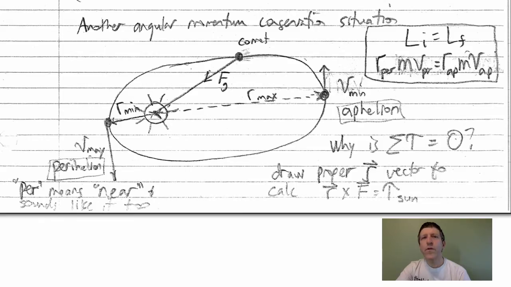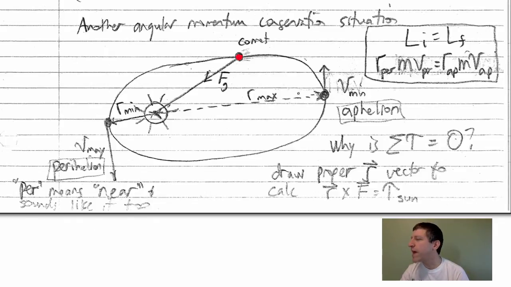Let's look at one other angular momentum conservation situation: the situation where we have a planet or a comet orbiting around the sun. In this case, angular momentum is conserved, but again, it's angular momentum of a particle. So let's first ask why. Let me show you the situation we have here. This is a particle or a comet right there, and it's orbiting around the sun in an elliptical path.